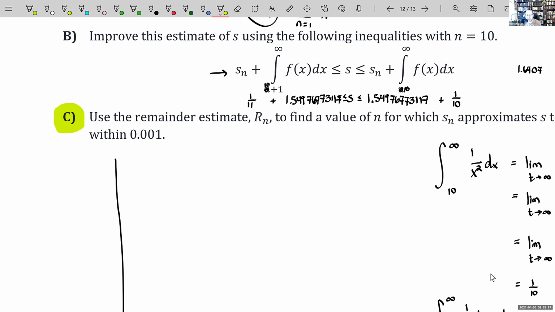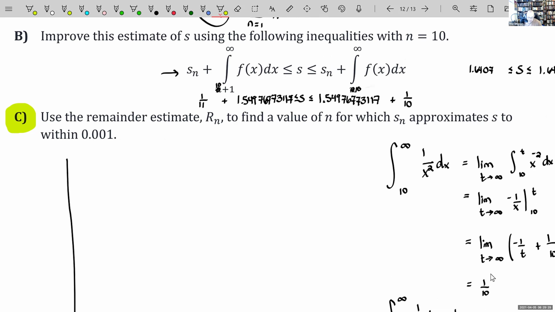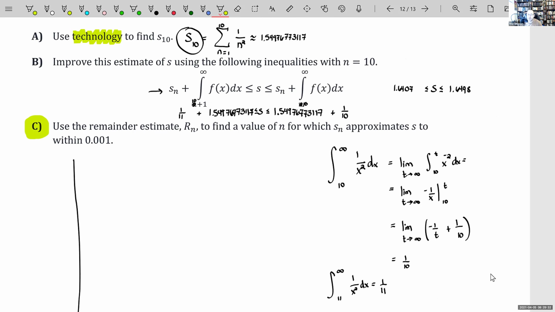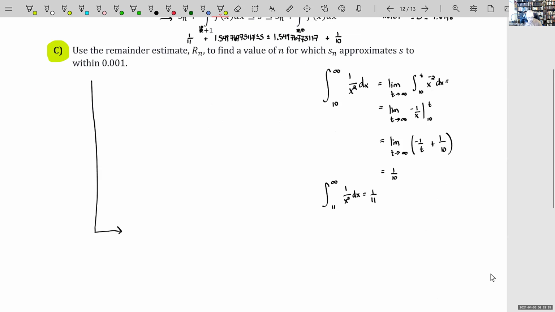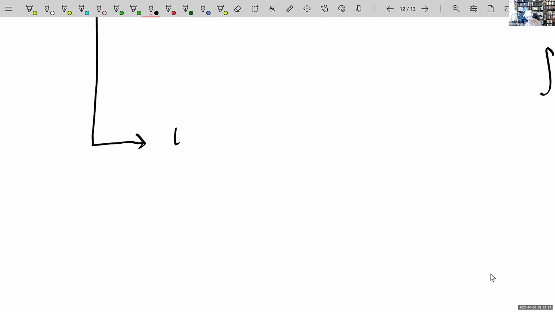Use the remainder estimate to find a value of n for which our sum will approximate the true sum to within 0.001. What does that mean? It means we want our error to be less than 0.001. Well, technically they said to within, so I'll say less than or equal to. It doesn't really matter. You could do strict if you want to, but when they say within, I generally consider that includes the edges. It's a habit I have, an assumption.